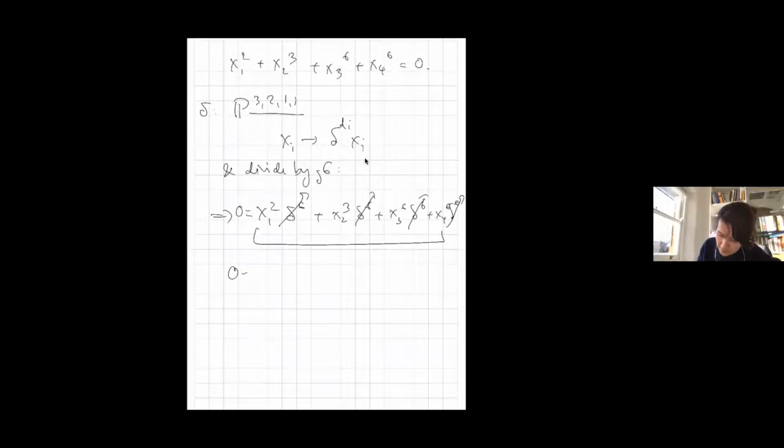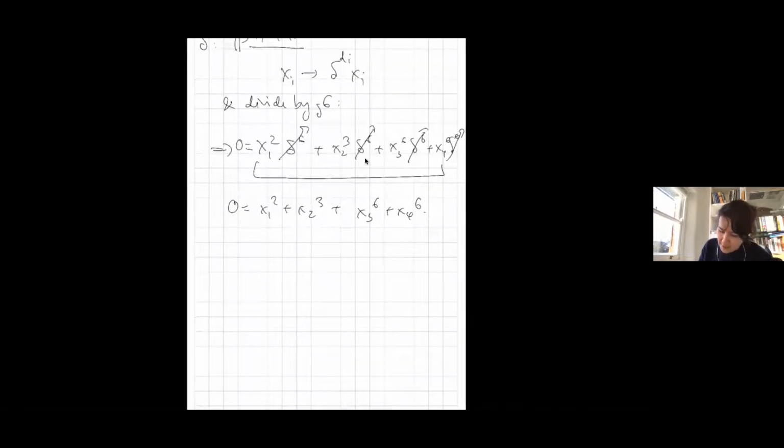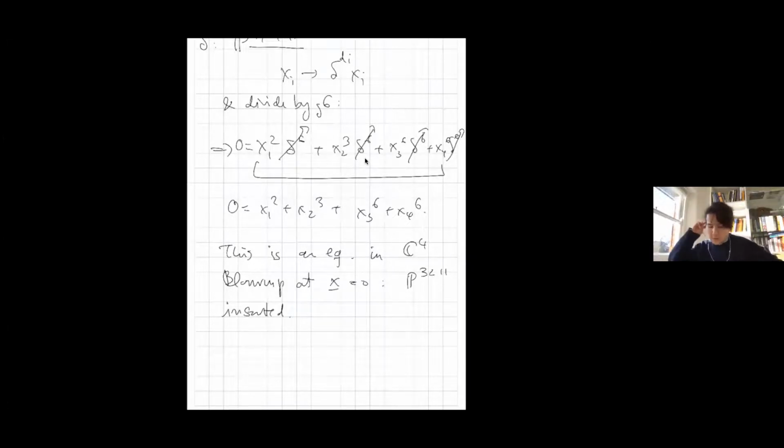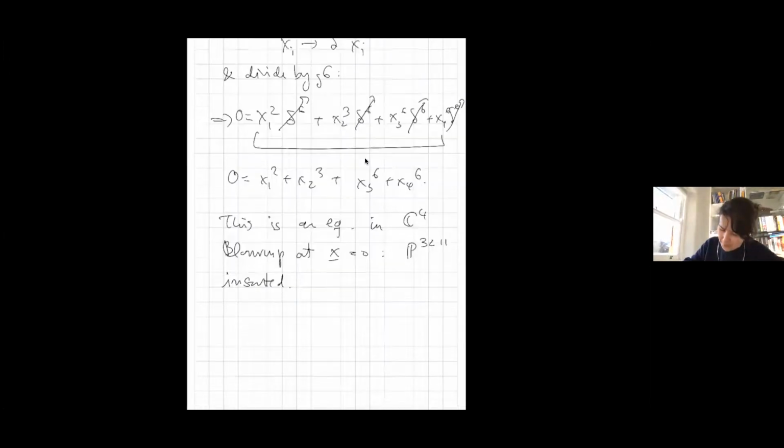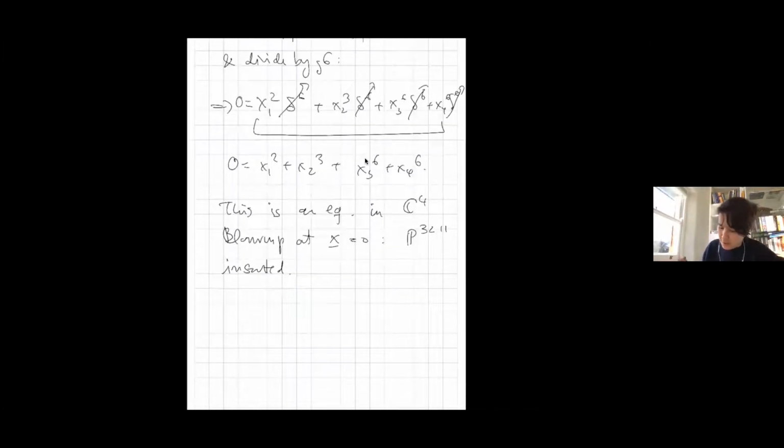In this case, the equation looks exactly the same, naively, as before. But the key difference is this is now an equation in C4 blown up at x equals 0, where there's now a P3211 inserted. So x equals 0 is removed, and we've inserted this projective space. So in fact, the singular locus is now gone.